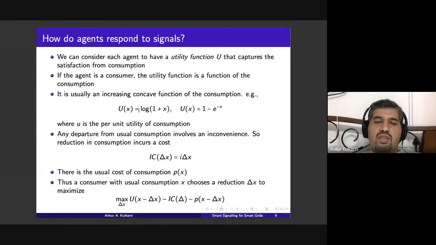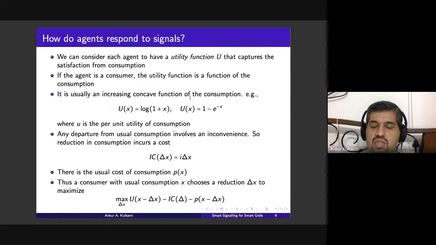If x is the amount of consumption, you can take capital U of x to be, say, log of 1 plus x, or 1 minus e to the minus x, or something. You can also put in some parameters here, 1 plus alpha x, e to the minus alpha x, and so on. But usually the form is that they are concave and increasing.